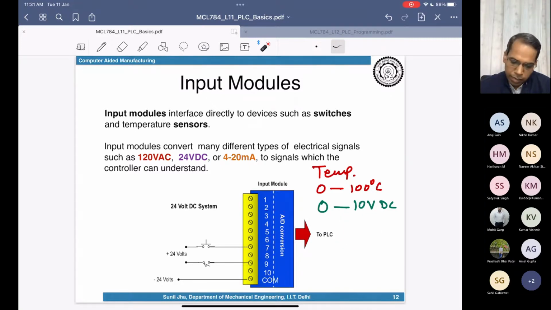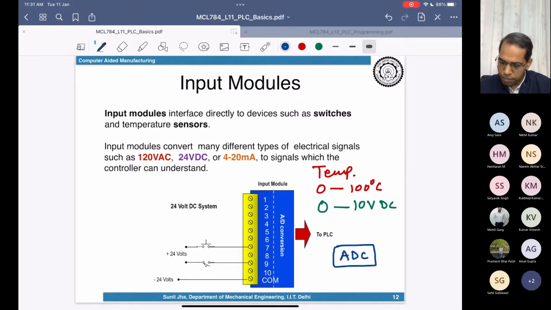So if I explain broadly the ADC unit, there's an ADC unit over here, and you have connected your temperature sensor over here. If it is 3 volt coming from the temperature sensor, in response to 30 degrees centigrade temperature, what I will be getting from the ADC will be certain digital values.